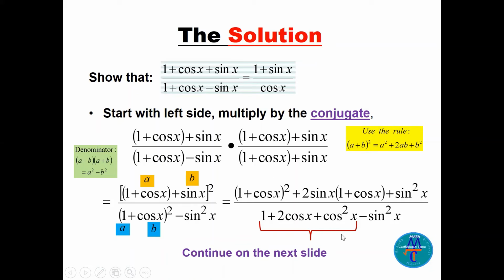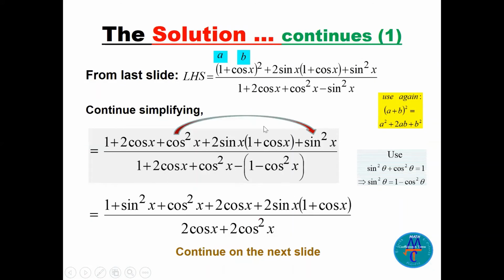Now on the next slide, we have to simplify more and more. So 1 plus cosine of x all squared, we can use this formula again: 1 plus 2 cosine of x plus cosine squared of x. Now, leave this one here, 2 sine of x times 1 plus cosine of x, we'll use it later, plus the sine squared. Now sine squared of x plus cosine squared of x is 1, and there is another 1 here, so it will be 1 plus 1, 2.